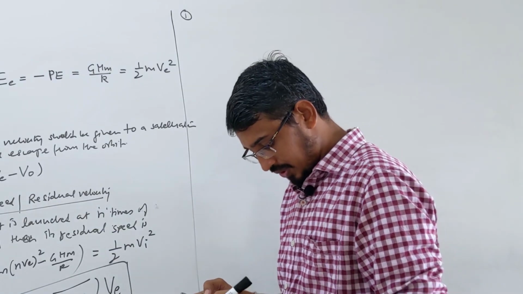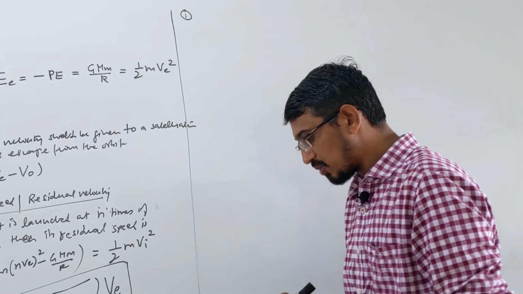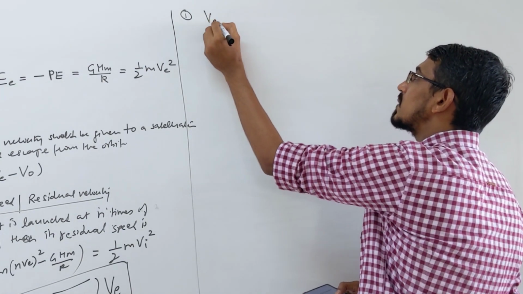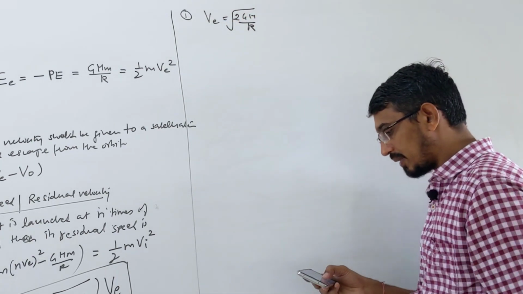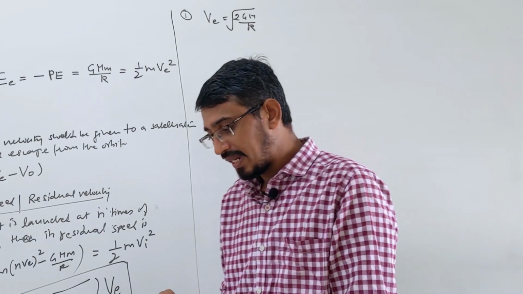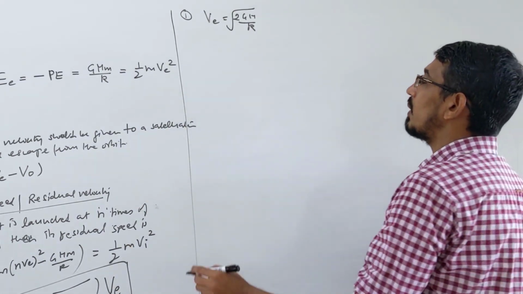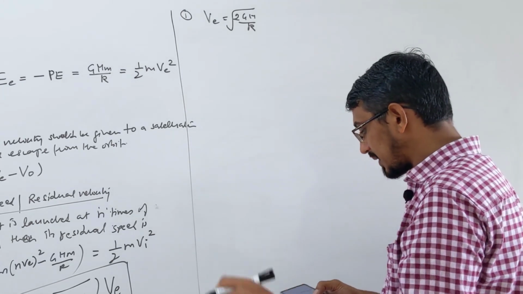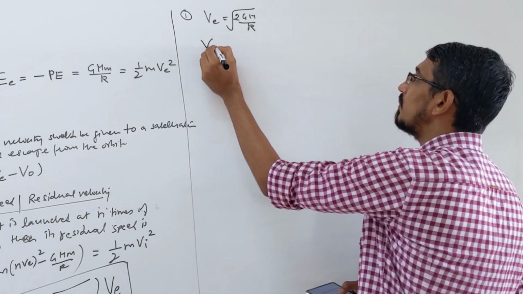The escape velocity of a planet having mass 6 times and radius 2 times that of Earth is what? The escape velocity formula is root 2GM by R. Here, mass and radius are given, so we have to use this formula. They are comparing two things. Let's say the other planet has mass 6 times and radius 2 times that of Earth. What is its escape velocity? So we write this formula for Earth.